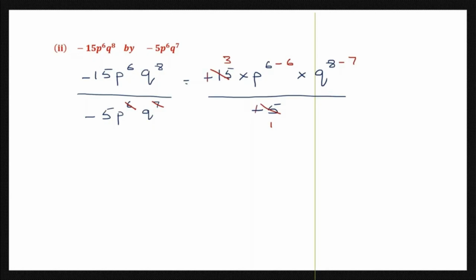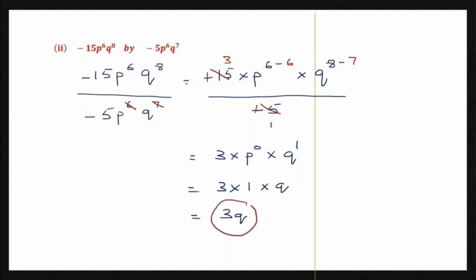So let's see what we have now. 3. Now p to the power of 6 minus 6 is 0 into q to the power of 8 minus 7 is 1. Now 3 into p to the power of 0. Anything raised to the power of 0 is 1 into q. So the answer here is 3q. This is our final answer, 3q.